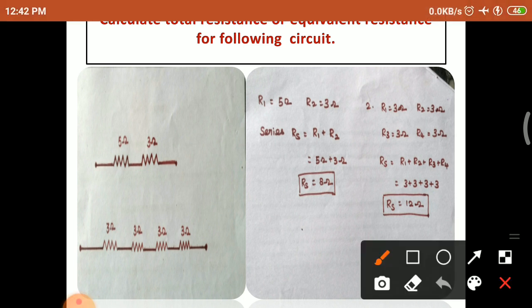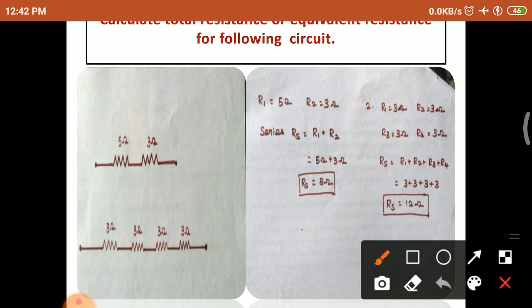So for this, I calculated the equivalent resistance. Here I took R1 equal to 5 ohm and R2 equal to 3 ohm. In series combination, Rs equal to R1 plus R2. So the value of R1 is 5 and the value of R2 is 3. When I add 5 plus 3, I got 8 ohm. So the total resistance or equivalent resistance for this circuit is 8 ohm.